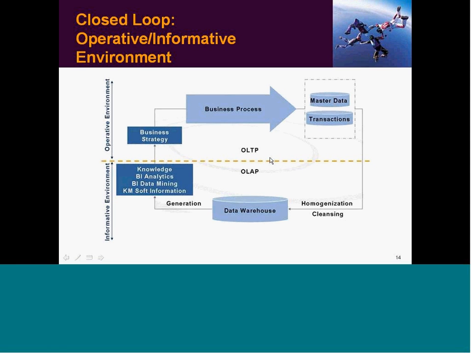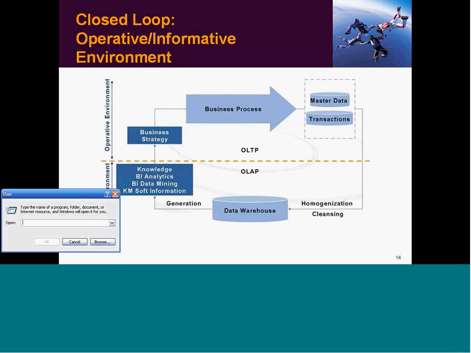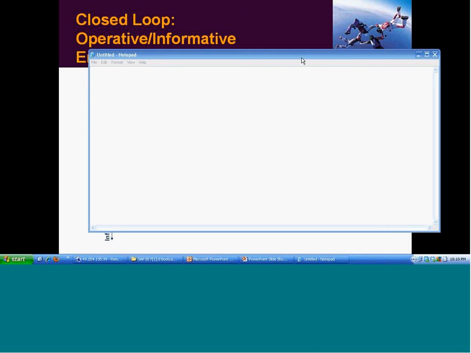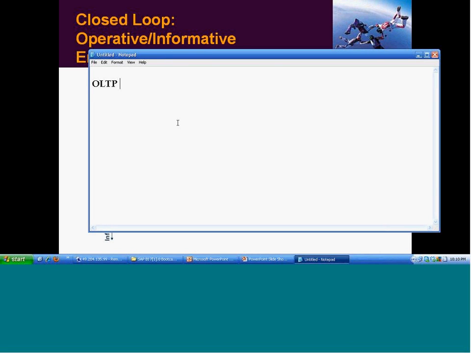Okay. So in any client's landscape, you will have 2 types of systems. One is OLTP and the next one is OLAP. OLTP stands for Online Transaction Processing System. It means this system is meant to handle the day-to-day business transactions.